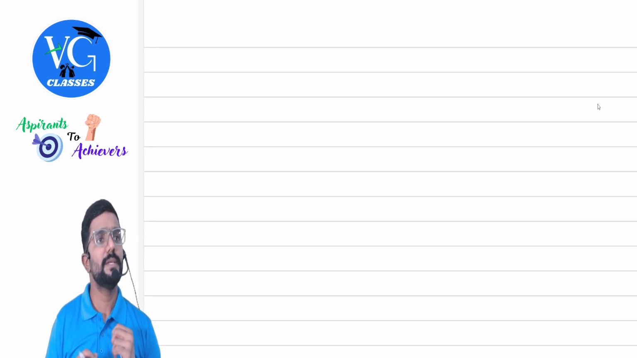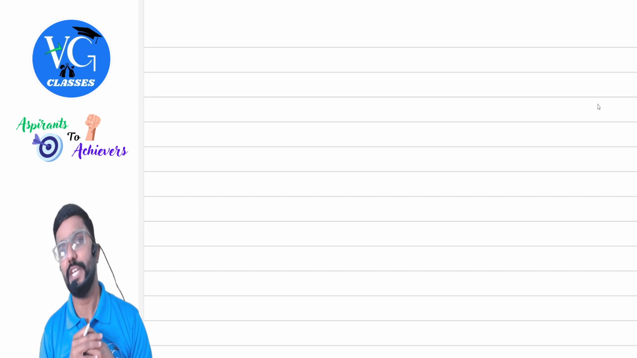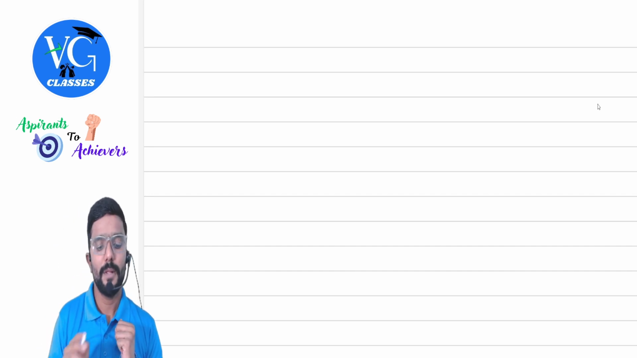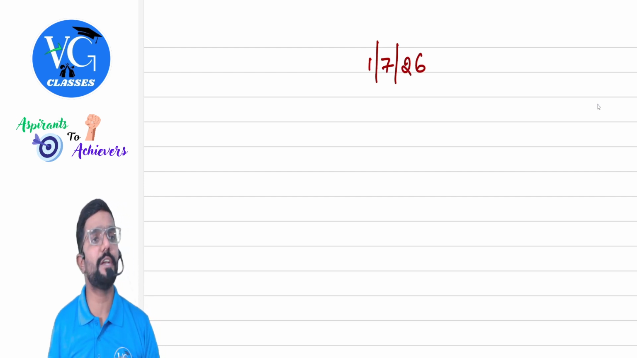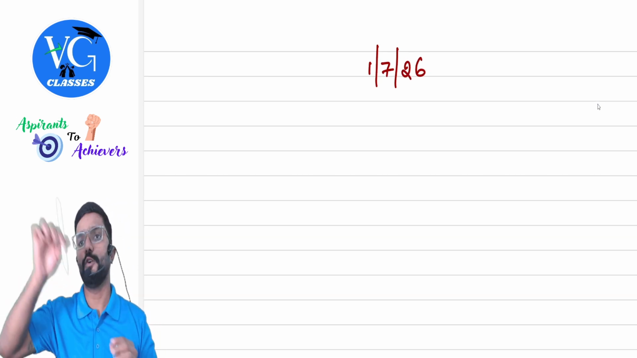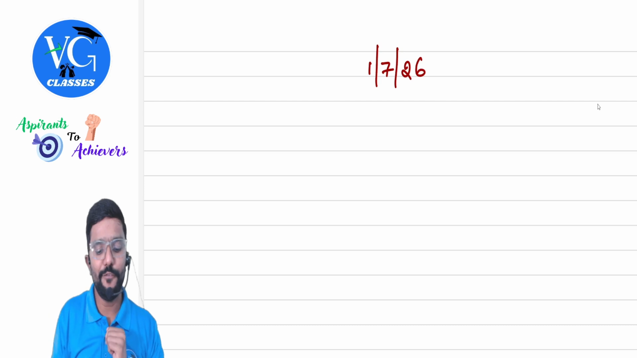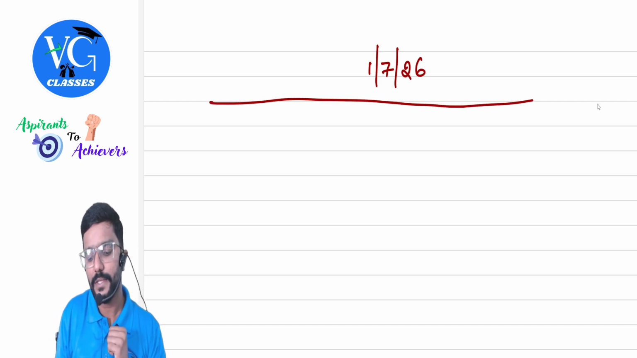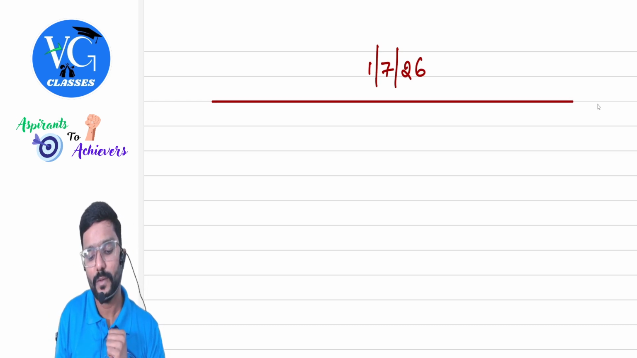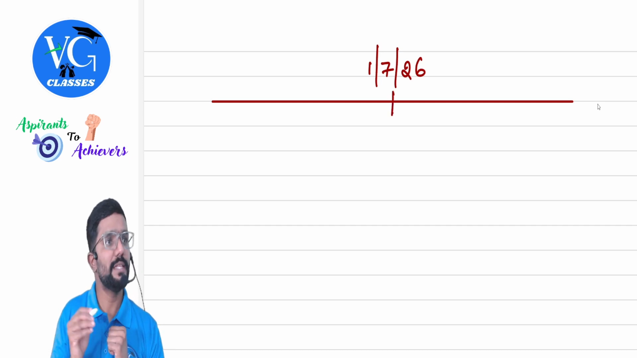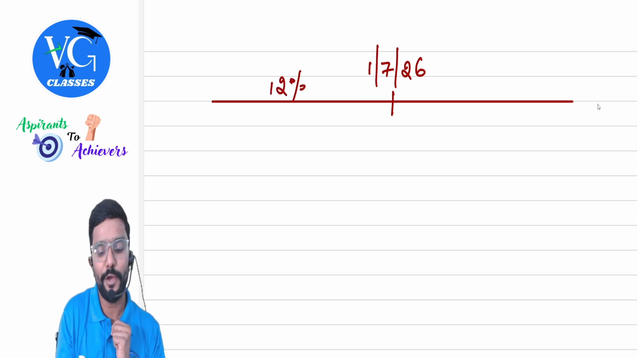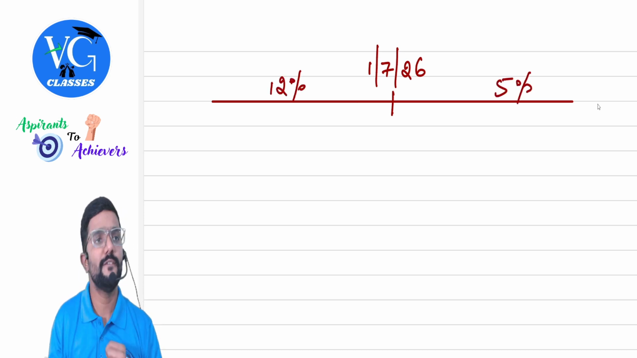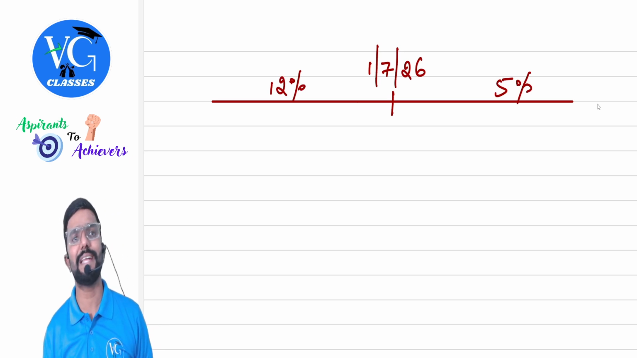Listen here. There is a change in the rate of GST. Assume from 1st July 26, there is a change in the rate of GST on my goods. Assume I am supplying pens. Before 1st July, the rate of GST on my pen was 12%. Now they have made it 5% from 1st July 26.